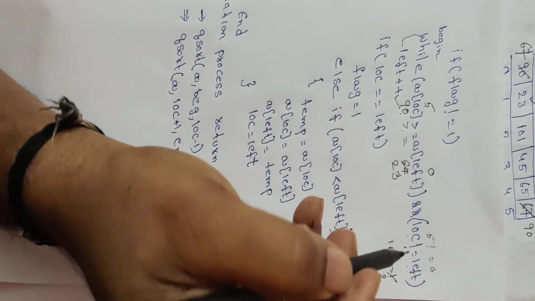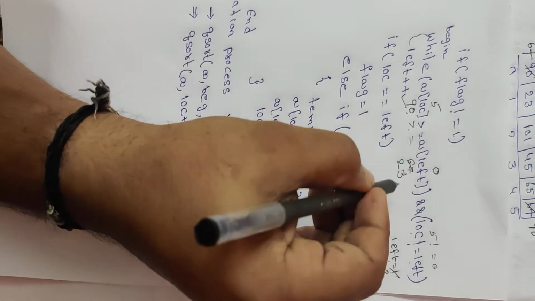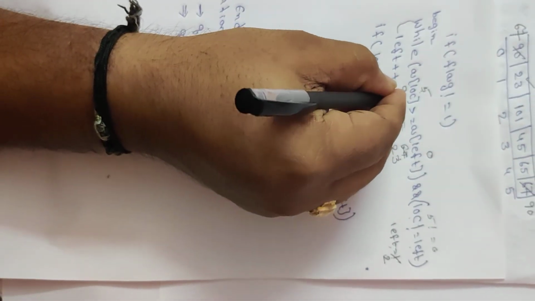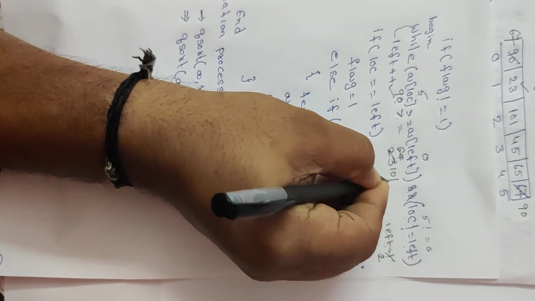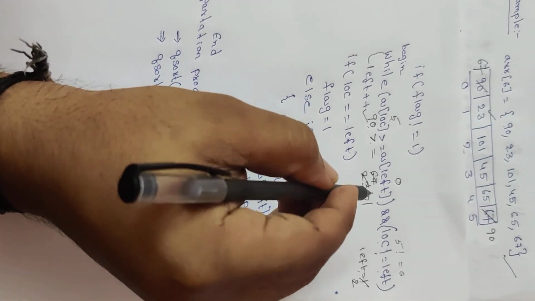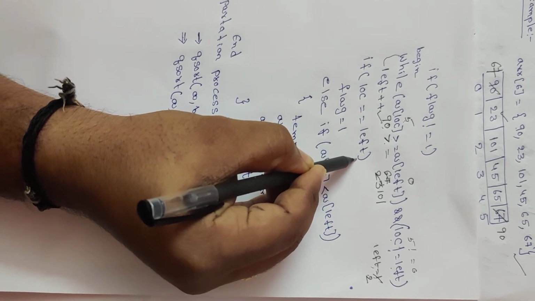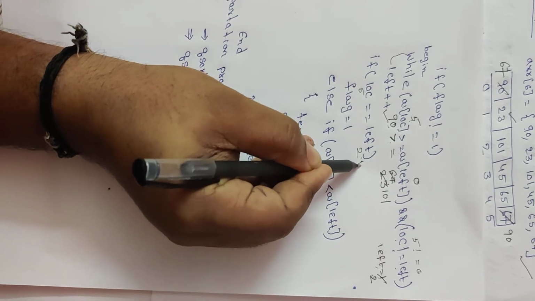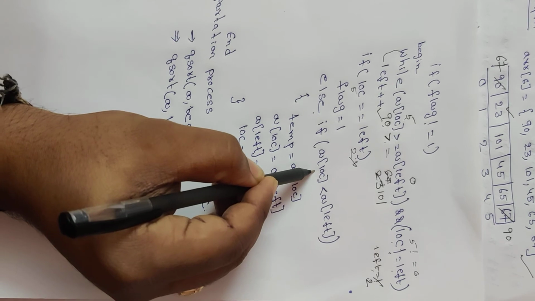Same, left plus plus, so left is 2. What is a of left? 101. Same, a of location 90 greater than or equals to 101? Condition false. So now we come to this statement: if location equals to left, what is location? 5. What is left? 2. Condition false.